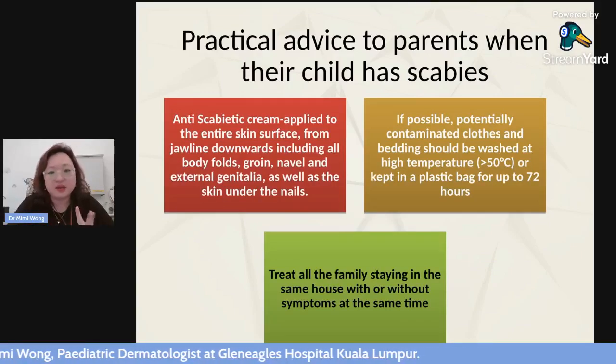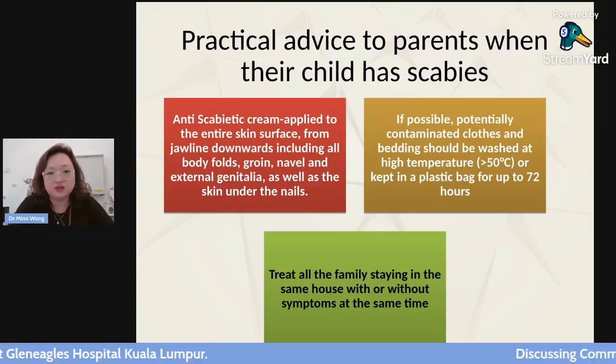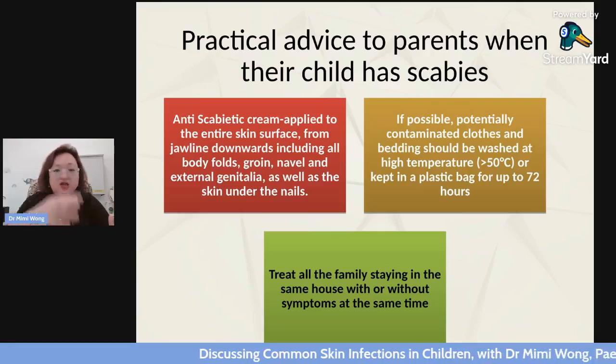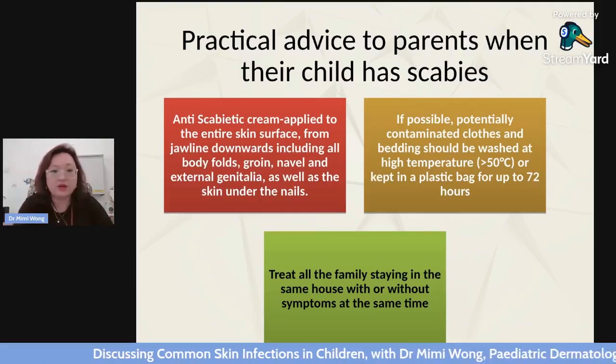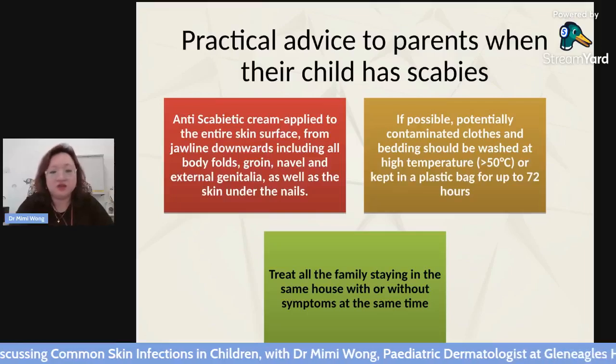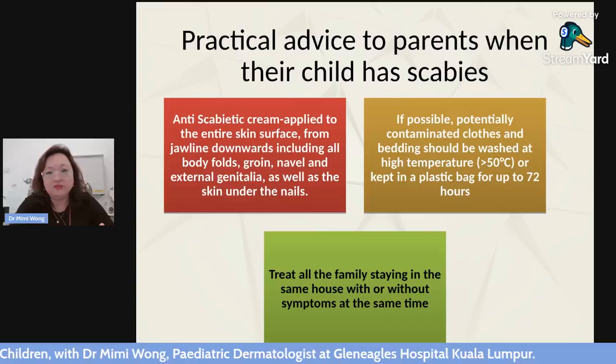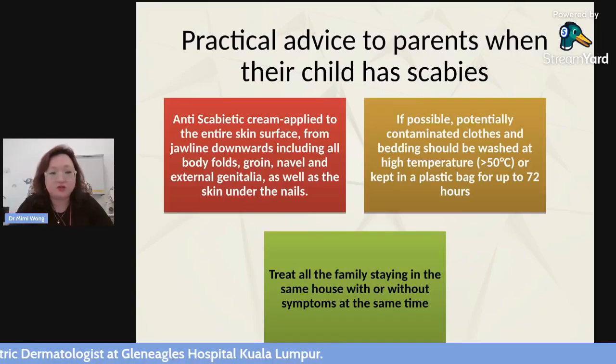So the second very important tip is to make sure that all the contaminated clothes and bedding are washed at high temperature if possible, or to be more practical, you boil them over a big pot. Okay, and also if you really cannot, for instance your mattress, you cannot boil it, you can keep it wrapped up in a plastic bag for at least 72 hours. Actually, I'll ask them to do it for 1 week.